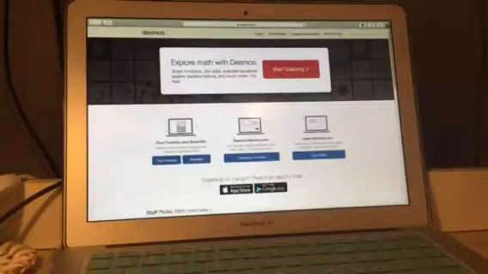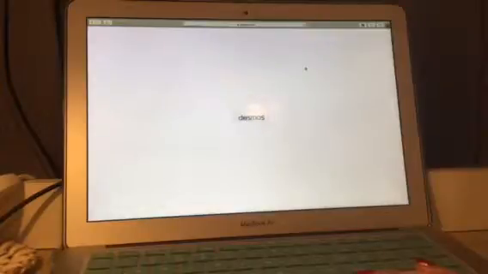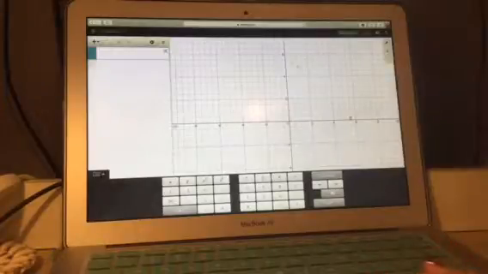You can get through a lot more graphs and understanding just by typing them in rather than having to sit and write by hand. So to get started, you just have to click on Start Graphing. Alright, there we go. Okay. Alright, so we got a nice little coordinate plane here.